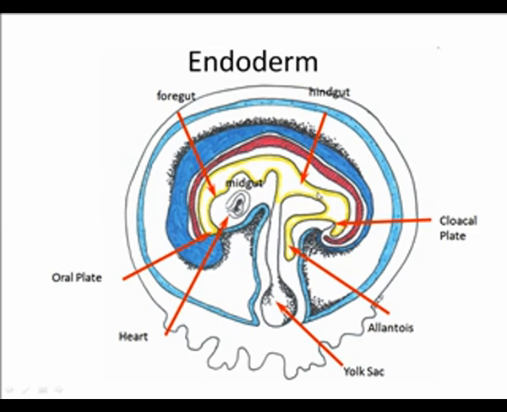hindgut. Notice that the foregut is in contact with the ectoderm at the region of the oral plate. The oral plate is that region where the prospective oral cavity is going to meet the prospective pharynx. And so the oral plate would be in about the region of the anterior tonsillar fossa.